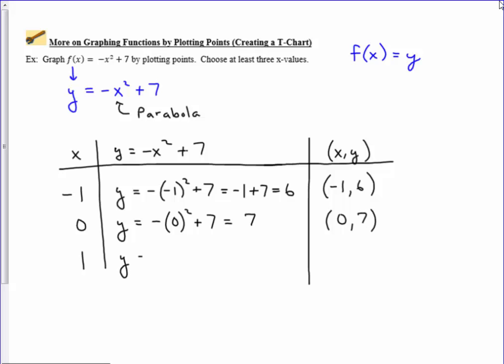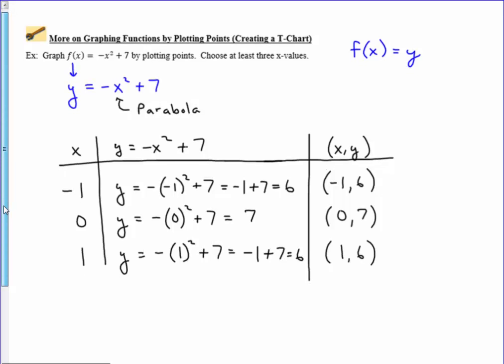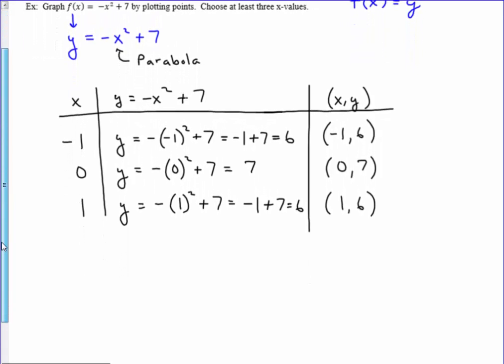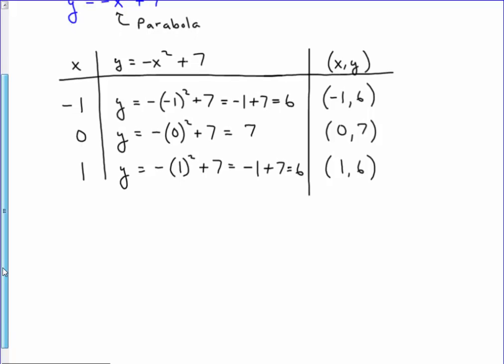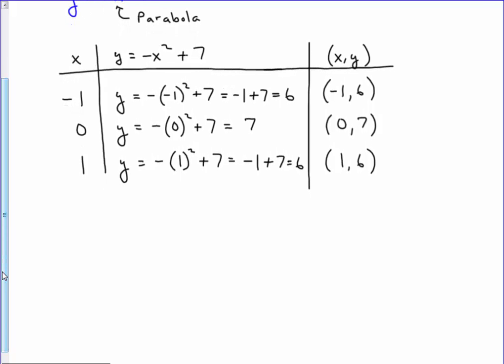Finally, plug in 1. We'll have negative 1 squared plus 7. 1 squared is 1, but because there's the negative in the front, it would become negative 1. Negative 1 plus 7 is 6. Pair the x with the y, and so this ordered pair becomes 1, 6. You may need to choose more x values in order to determine more points.